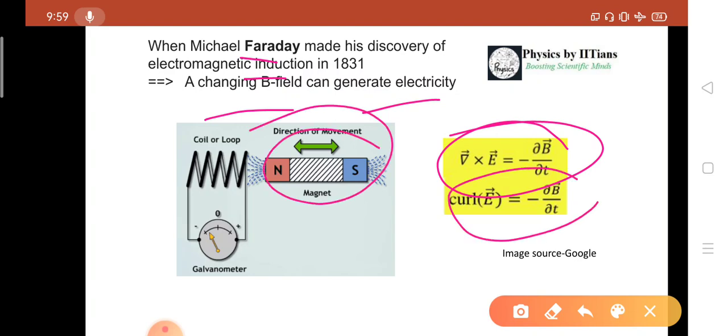If you move this magnet, the magnetic flux will also be changing, and there will be current in this coil, so you will get deflection in the galvanometer reading.